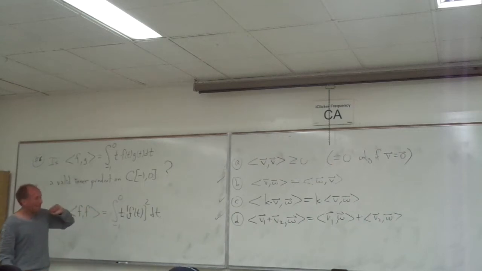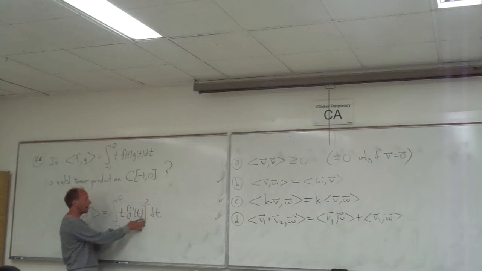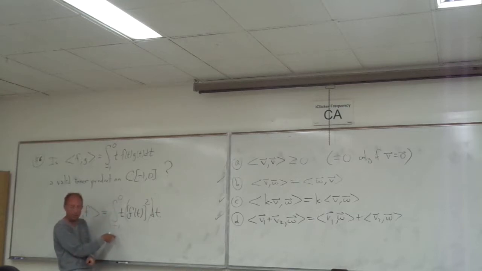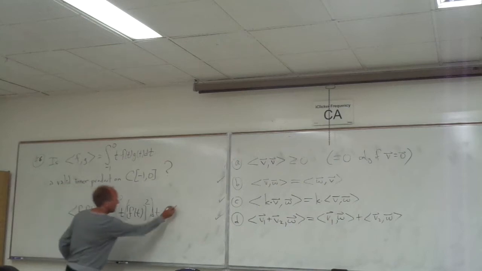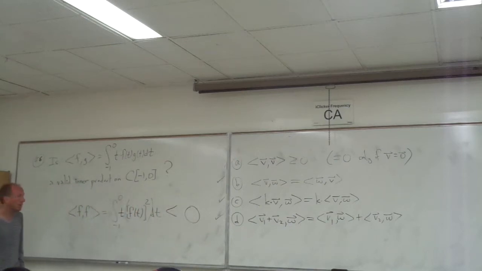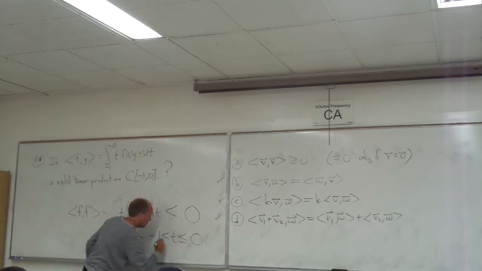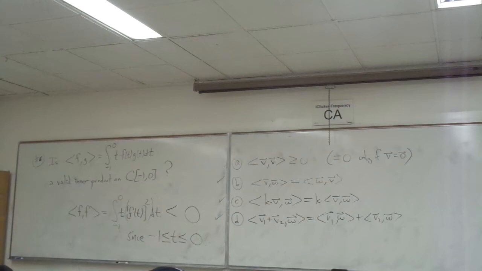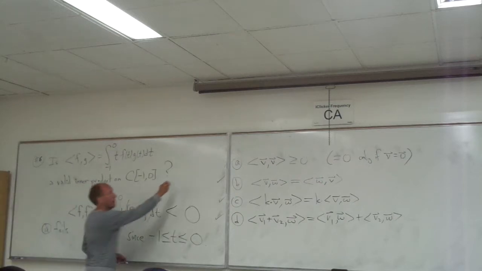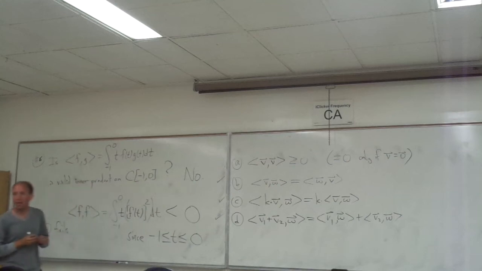So looking at this, you have a positive thing squared here, but you are multiplying that by t, which is on a negative interval, -1 to 0. This is less than 0, since t is going to be running in that negative interval from -1 to 0. So A fails, and so the answer here is no, not a valid inner product. And that example kind of shows you that.